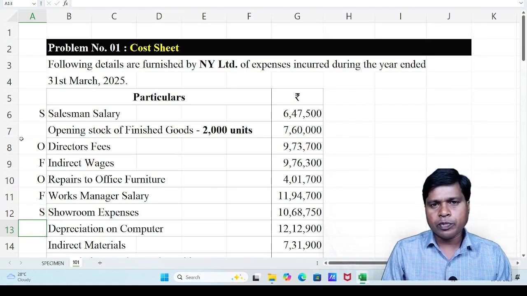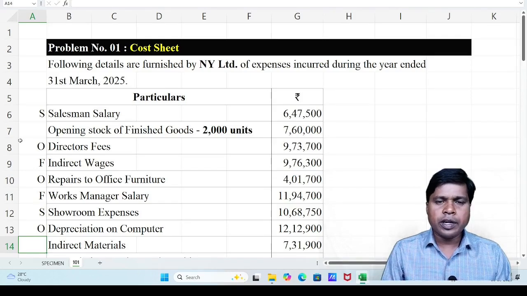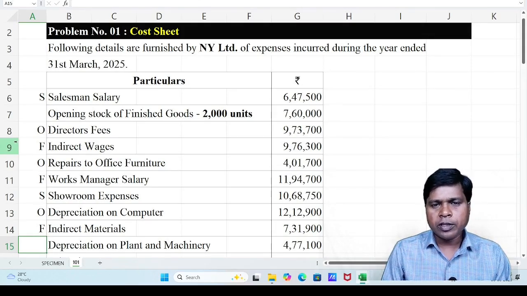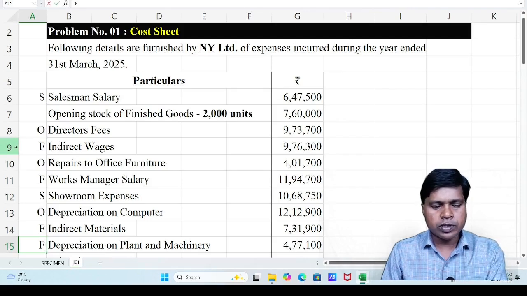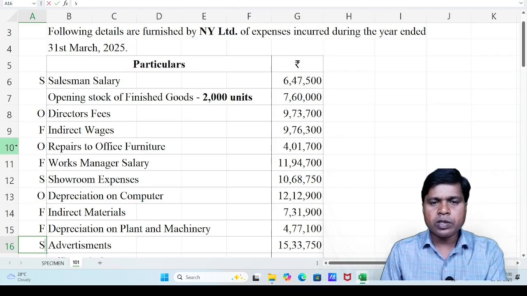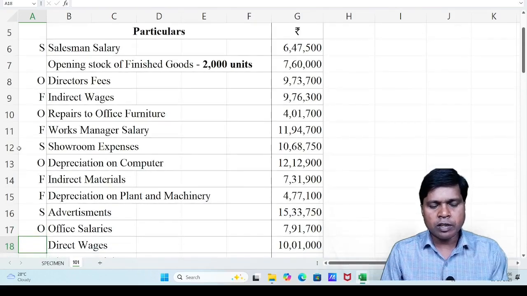Then depreciation on computer. Depreciation on computer we have to record under the office overheads cost elements group. Then indirect materials. Indirect material should be recorded under factory overheads or factory works overheads group. Then depreciation on plant and machinery. Machinery is used in the factory, so write this item under factory overheads. Then advertisement. Advertisement supports selling and distribution, so write there S. Office salaries, very easy, O for office and administration overheads.